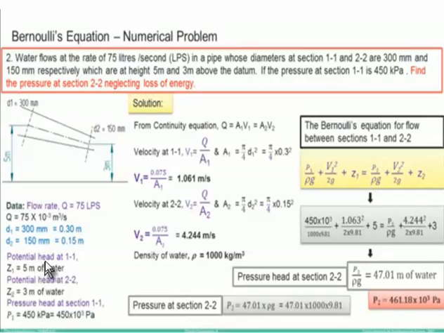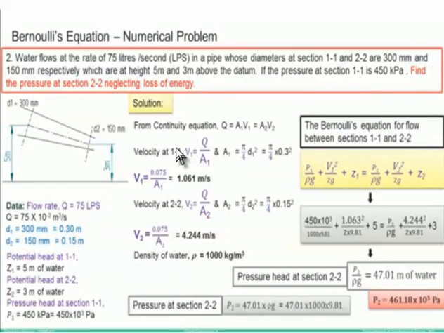Okay, potential head at section 1, Z1 is equal to 5 meter of water, potential head at section 2, Z2 is equal to 3 meter of water. Pressure at section 1, P1 is equal to 450 kilopascal. In this problem he has given the pressure in kilopascal, which we have to convert into pascal by multiplying with 10 raised to 3. So 450 into 10 raised to 3 pascal.